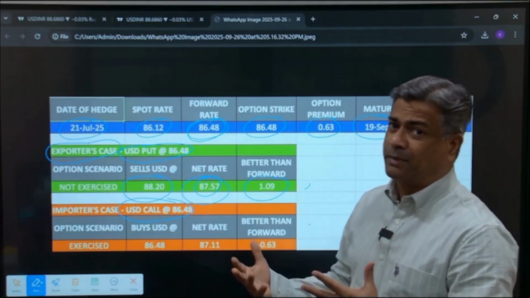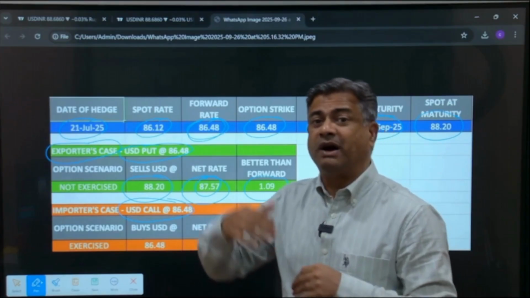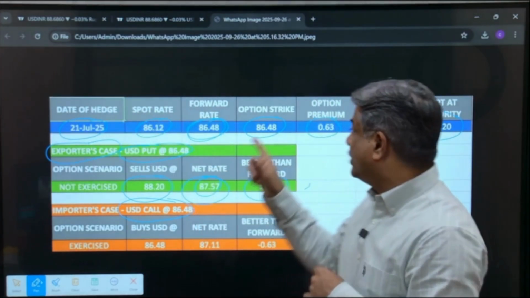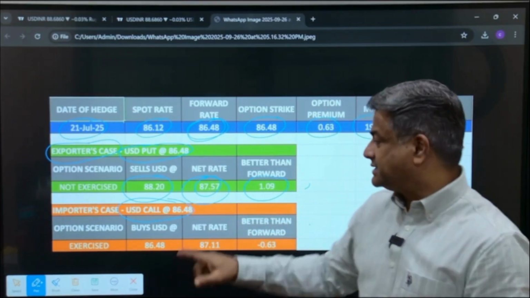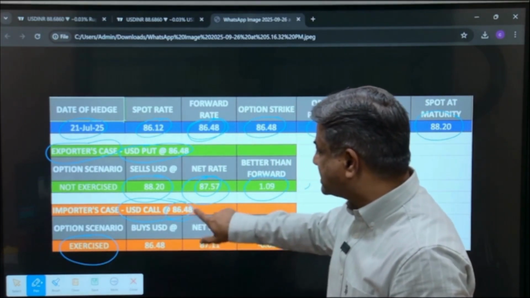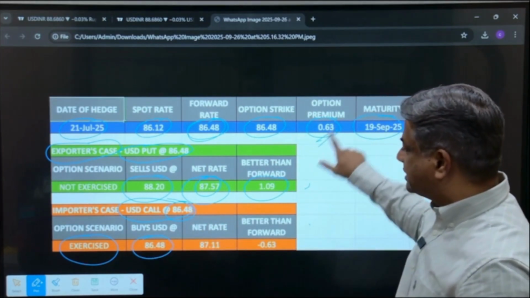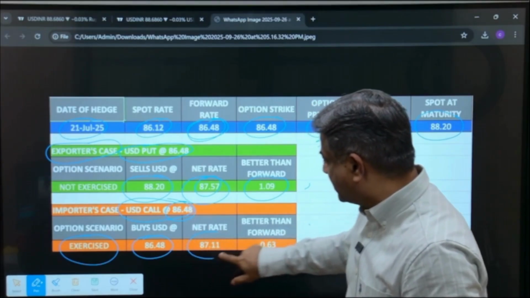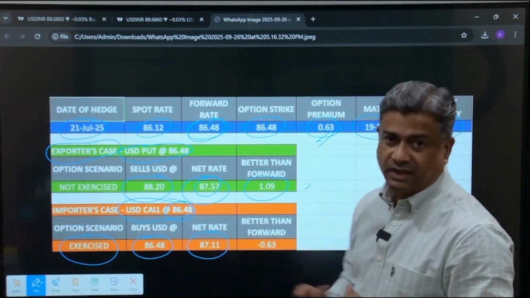And what has happened? The market has gone to 88.20. So the market has gone up substantially higher. You have a right to buy at 86.48, so you will exercise the option. You will buy at 86.48. But since you have paid a premium of 63 paisa, your net rate would be 87.11. Your net rate will be 87.11.